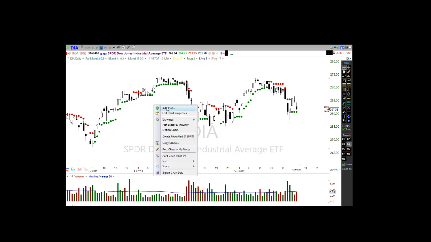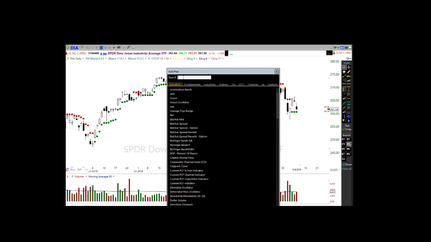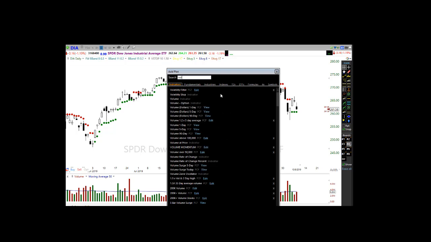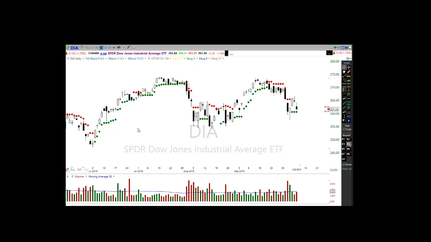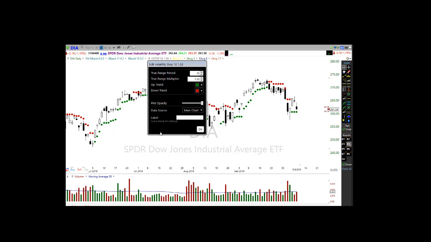All you do is right-click, add a plot, type in volatility, and you can see right there is the volatility stop indicator. If you have TC2000, you are good to go. Here are the settings that I use. Let me talk about these settings for just a little bit.